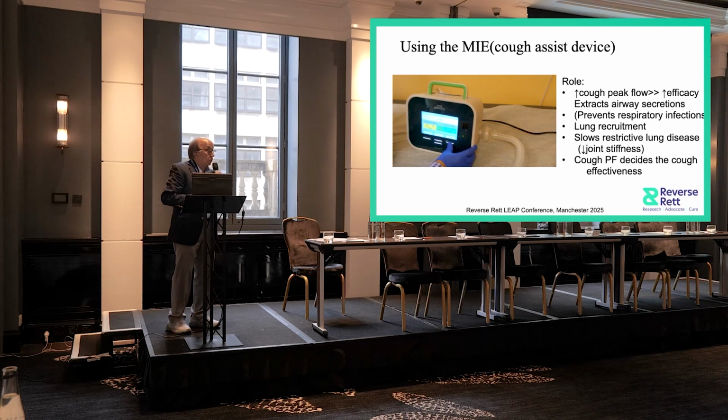Okay, and then of course, when you're forcing air into the lung and sucking it out, you're moving these joints, the rib joints, and that prevents stiffness. Like any joint, if you're not using it completely, it's likely to become stiff. So that stiffness is prevented. That means restrictive lung disease is also prevented by using the device.